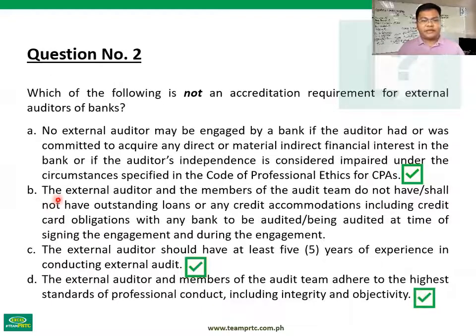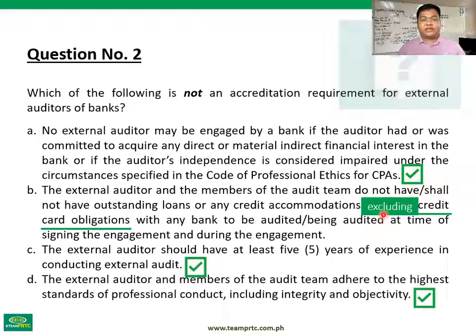But actually letter B is correct too. So let's read on. The external auditor and members of the audit team do not or shall not have outstanding loans or any credit accommodation, including credit card obligations, with any bank to be audited or being audited at the time of the signing of the engagement and during the engagement. So letter B is also part of the requirement for accreditation of external auditors. Only it has an incorrect portion. Instead of including credit card obligation, it should be excluding credit card obligation.